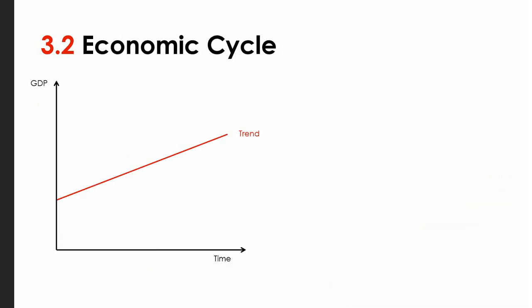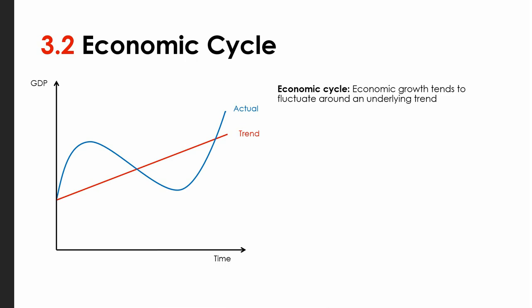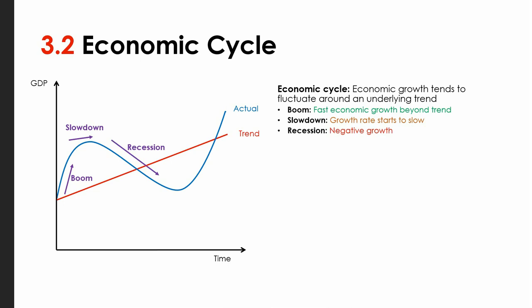We need to zoom in a little bit more onto that economic cycle. The economic cycle shows the fact that economic growth tends to fluctuate around an underlying trend. As we look at economies, what we tend to find is that growth goes up and down, but underneath it is a fairly constant trend rate of growth. There's four key stages to the cycle, the first being the boom stage, fast economic growth beyond the trend. Booms are often followed by a slowdown where the growth rate starts to slow, which leads into a recession, a period of negative growth for 2 quarters or more.